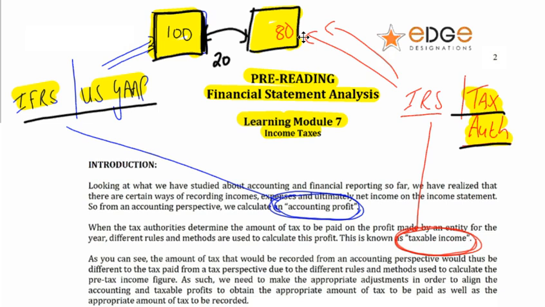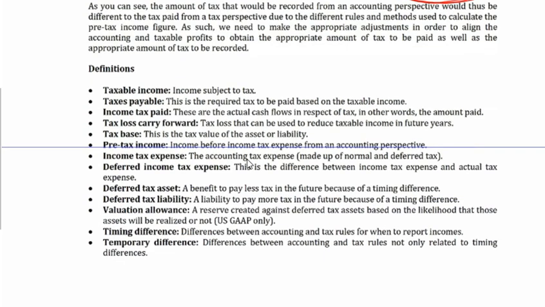Let's get ourselves going straight away, and there we go. Some definitions just to focus upon as we go. Taxable income, of course, is the income that is subject to tax, versus taxes payable. Taxes payable is the income that's subject to tax, multiplied by the amount of tax I've got to pay, let's say, by example, 30%, that's the tax rate, and then I'll pay tax based on that. We'll talk about more of the items as we go through the particular set of notes.